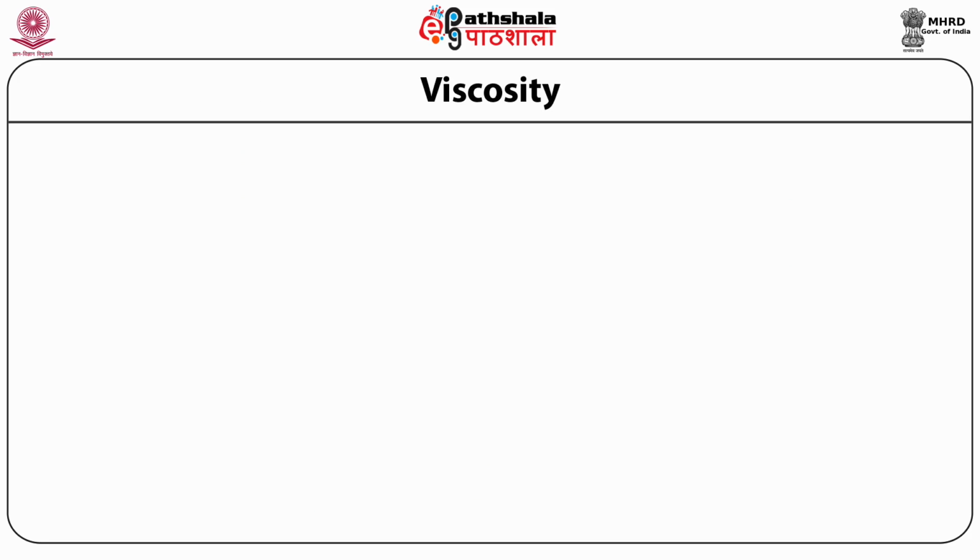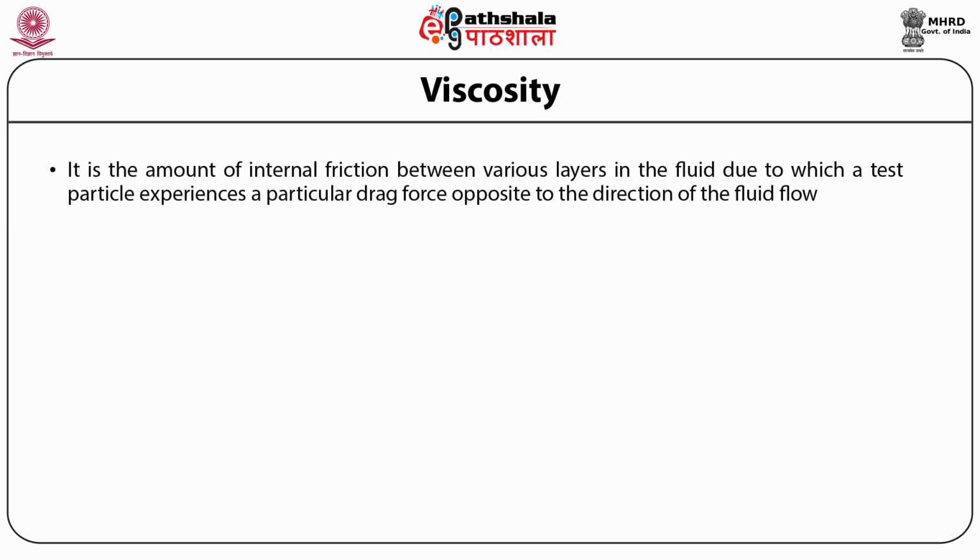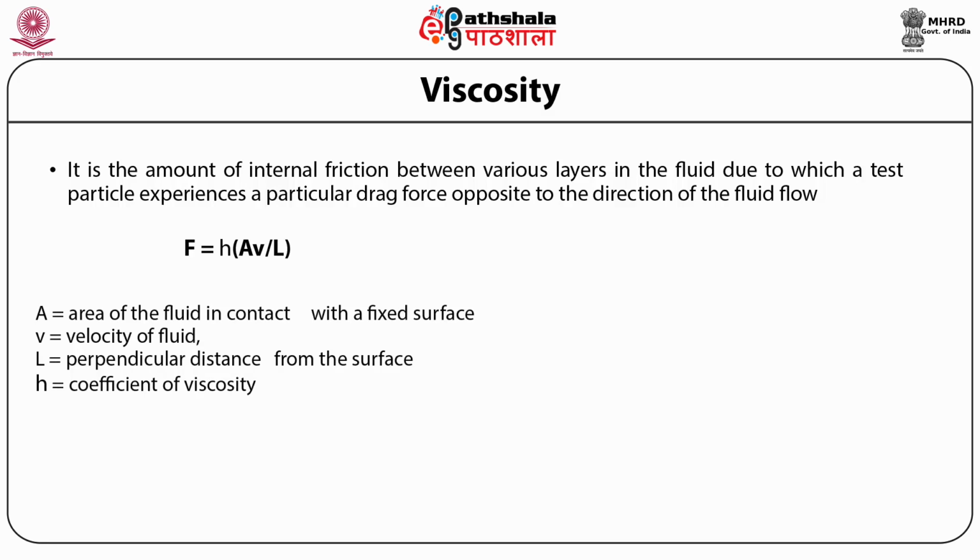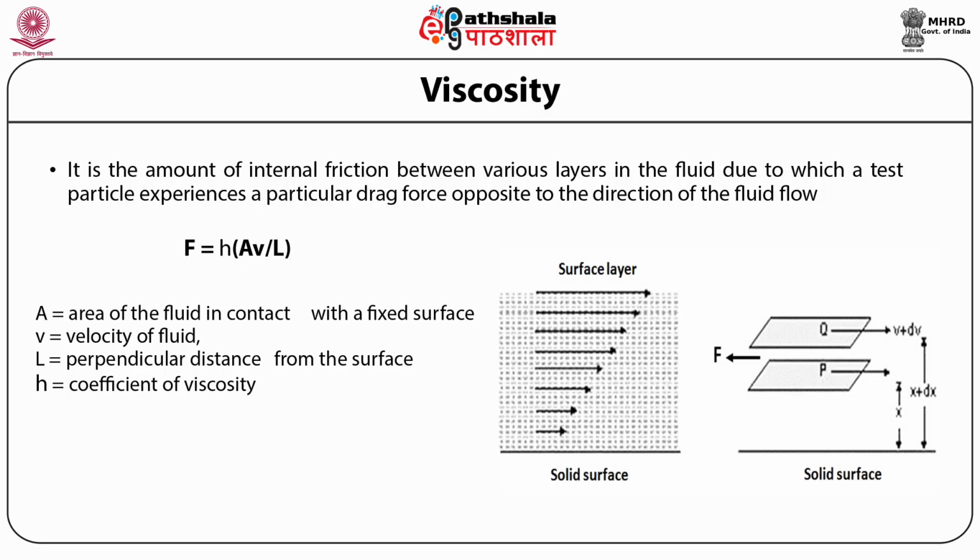Let's now come to viscosity. It is an amount of internal friction between various layers in the fluid due to which a test particle experiences a particular drag force opposite to the direction of the fluid flow. Mathematically, the expression for the drag force is given as F equals eta, which is the viscosity coefficient, times A times V over L. A is the area of the fluid in contact with the fixed surface, V is the velocity of the fluid, L is the perpendicular distance from the surface, and eta, as I said, is the coefficient of viscosity.